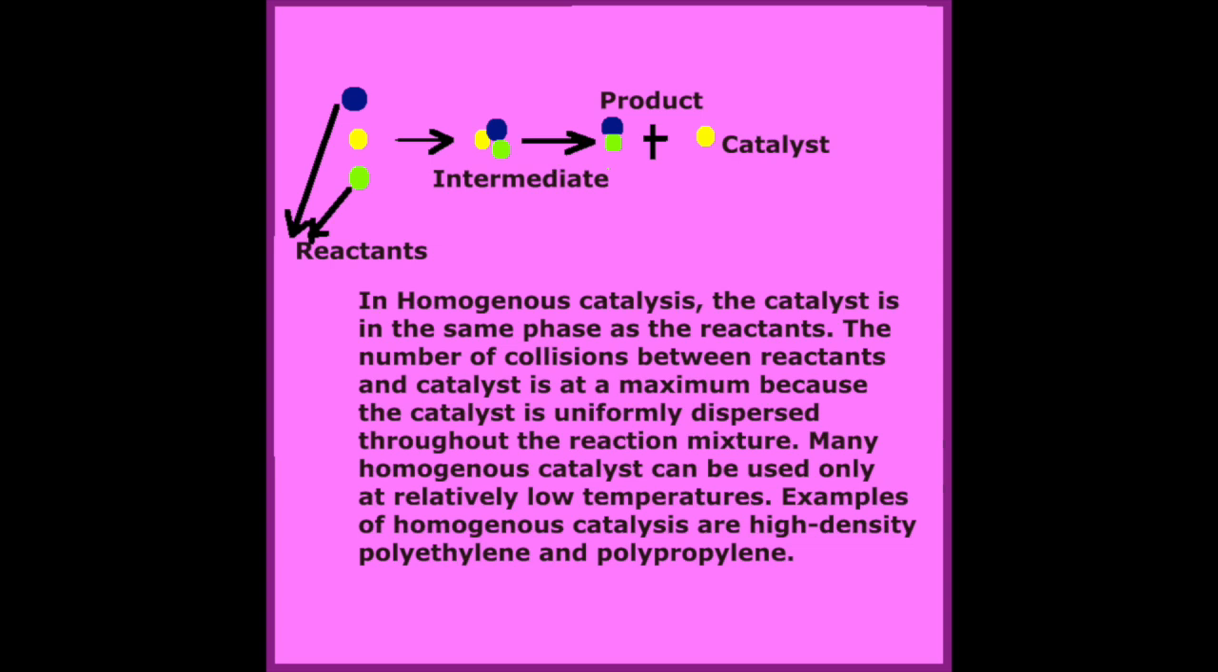The number of collisions between reactants and catalyst is at a maximum because the catalyst is uniformly dispersed throughout the reaction mixture. Many homogeneous catalysts can be used only at relatively low temperatures. Examples of homogeneous catalysis are high-density polyethylene and polypropylene.